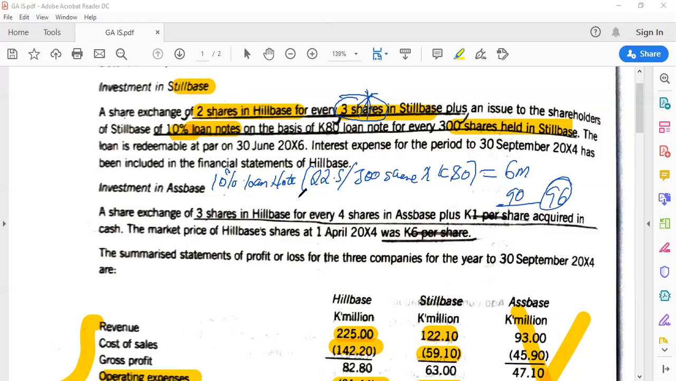10% of 6 is 3.6. Okay, now that 3.6, we are just going to take it to the income statement. But the thing is this, let's go to the income statement and see. We are going to multiply this by how many months? 6 months over 12. That's the finance cost you're going to share. So let's go.